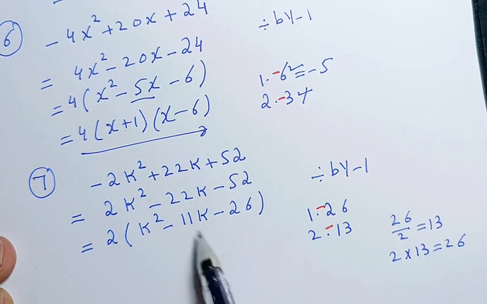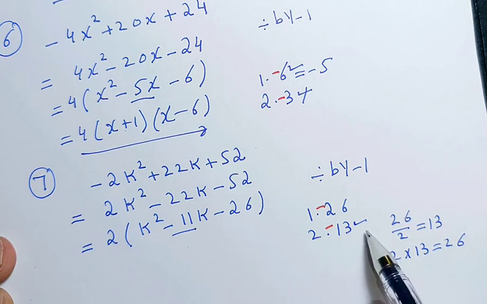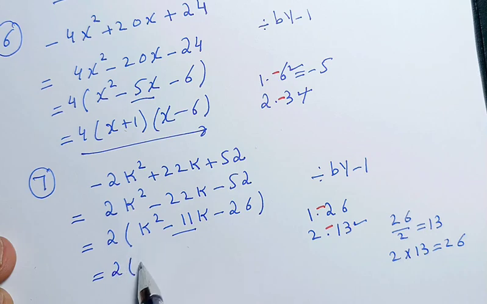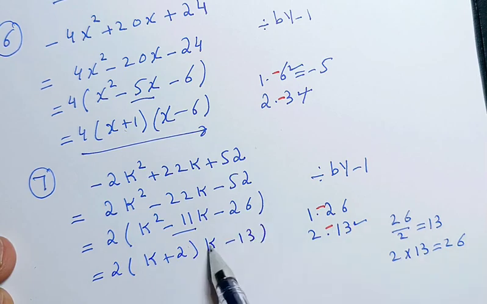Now we need to add. The answer must be equal to negative 11. These are my factors, because 2 plus negative 13 is equal to negative 11. So my factors are k plus 2 and k minus 13. This is my final answer.